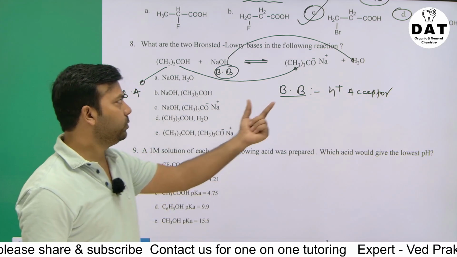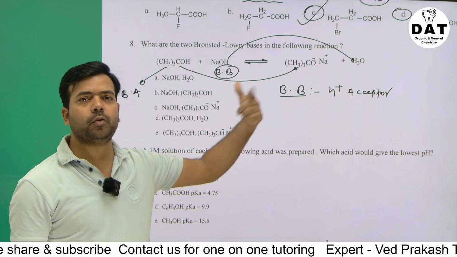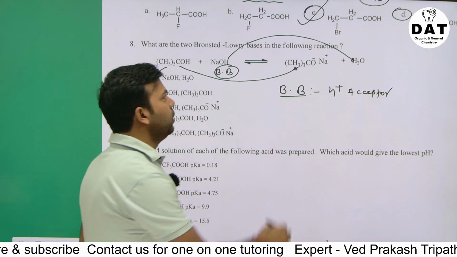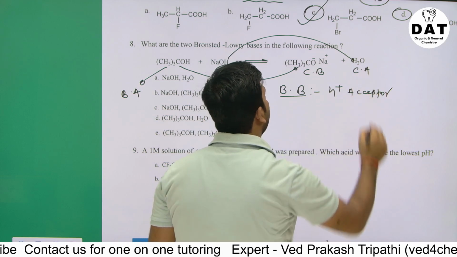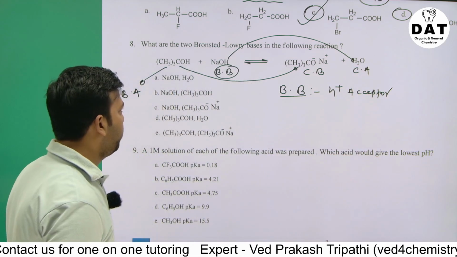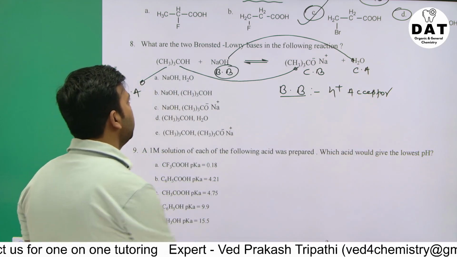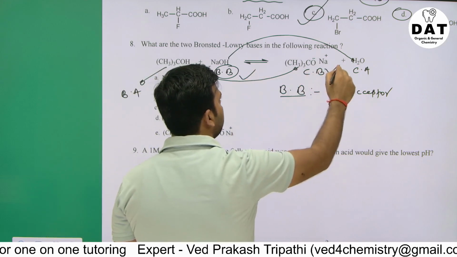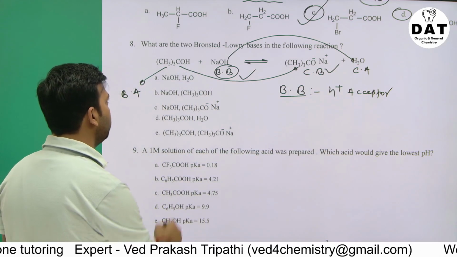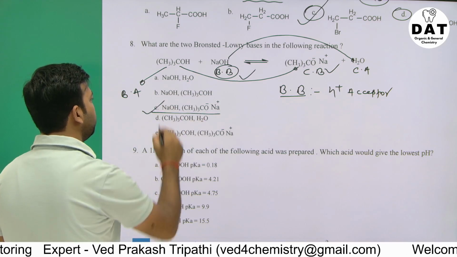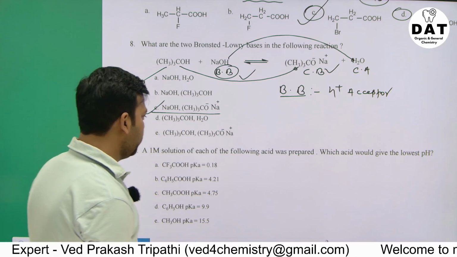And we all knew conjugate base is formed by the removal of a proton. So this is my conjugate base and this is the conjugate acid, and it is talking about base. So base is my what? NaOH and this one. So which option? CH3CO minus Na plus and NaOH. Option C. Now move to the next.